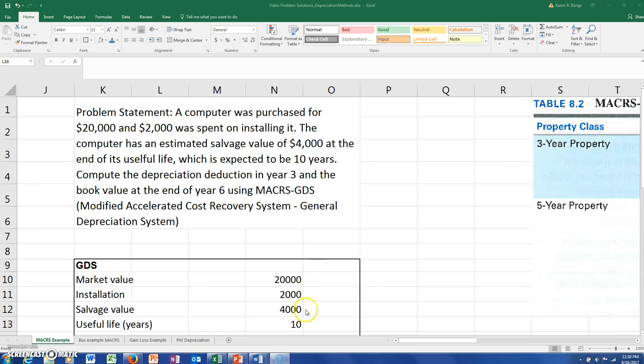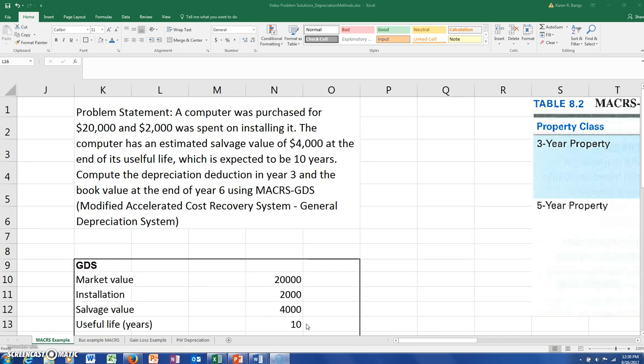MACRS. It has a salvage value at the end of 10 years of $4,000, and it has a useful life of 10 years, as given in the problem above. The problem also tells us that we want to use MACRS to determine our depreciation schedule: how much depreciation expense we're going to take to the income statement each year, or, another way of saying that, how much we're going to reduce the book value by each year.